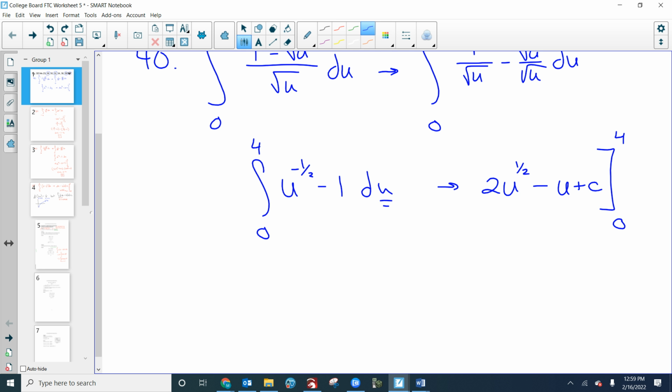All right. From there, you plug in 4, you plug in 0, subtract, and you got 0. So look for an algebra step to get you to the point where you recognize the antiderivative. All right? And then Adam.